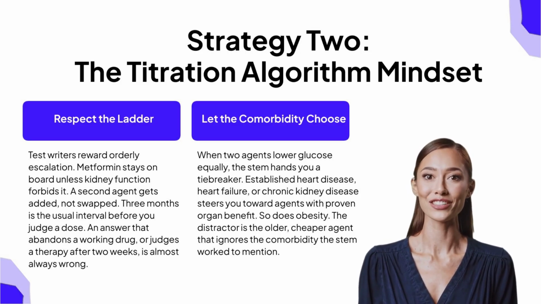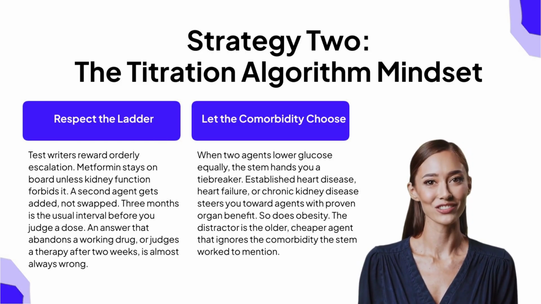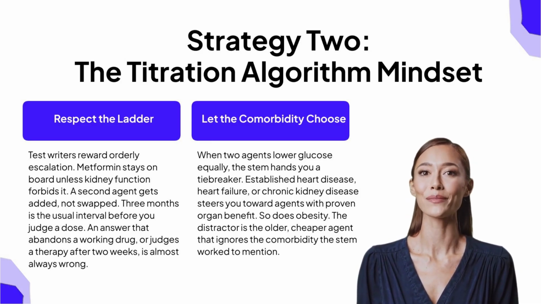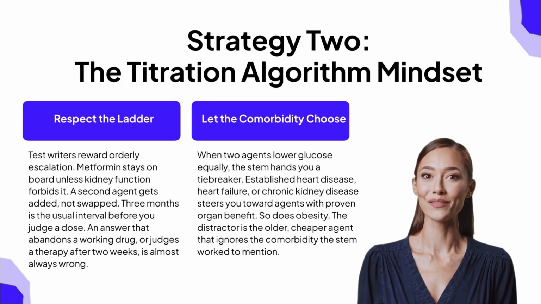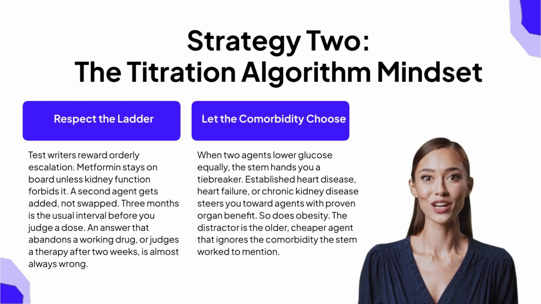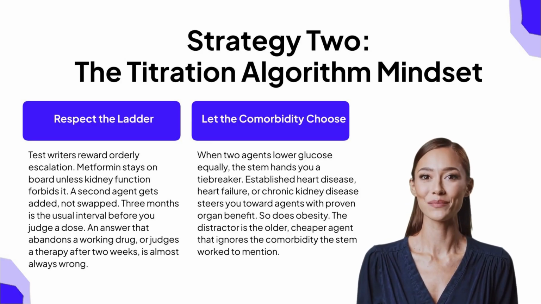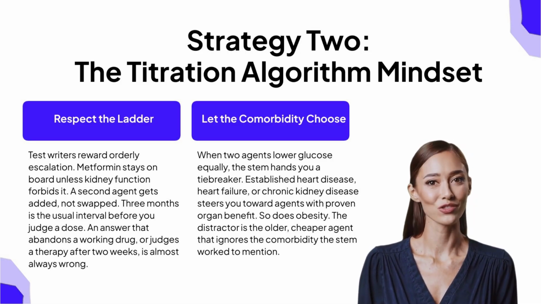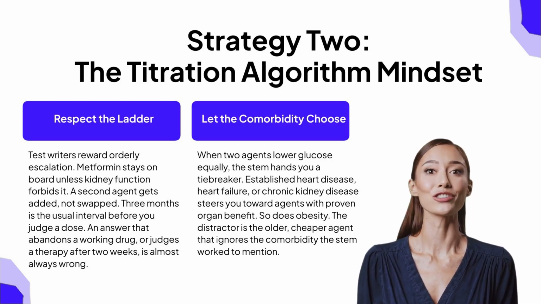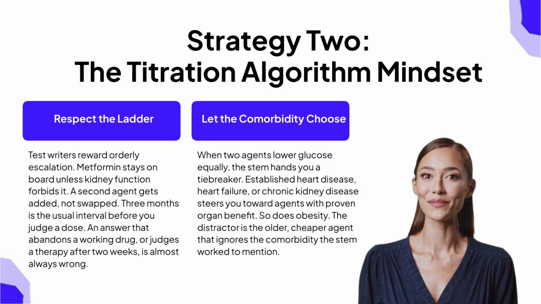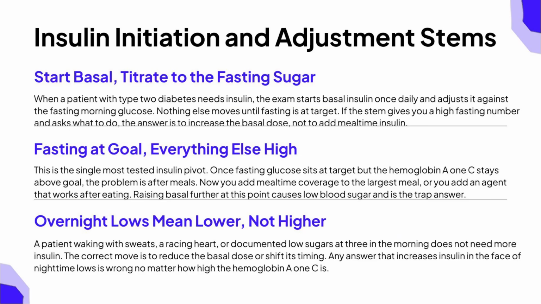Now the part that wins points. When 2 agents lower glucose about equally, the stem hands you a tiebreaker: heart disease, heart failure, chronic kidney disease, obesity. Those comorbidities aren't scenery. They point directly at the agents with proven organ benefit and weight loss. The distractor is the older, cheaper agent that lowers glucose fine but ignores the comorbidity the writer worked so hard to mention. Now insulin, where most people lose points.